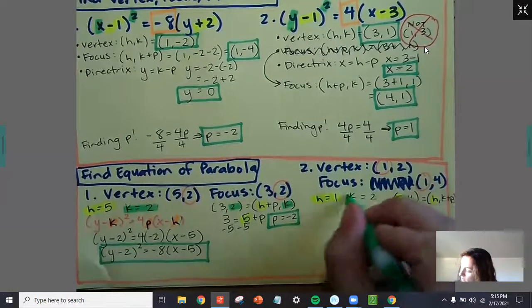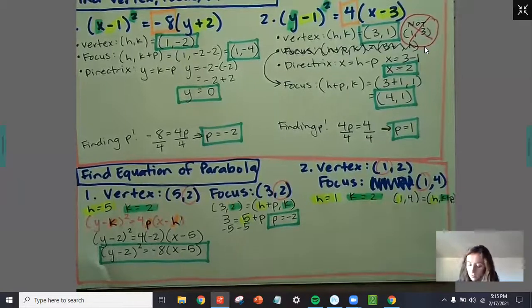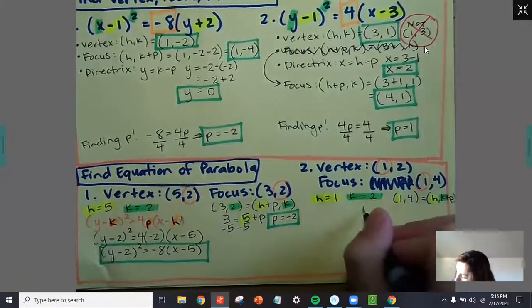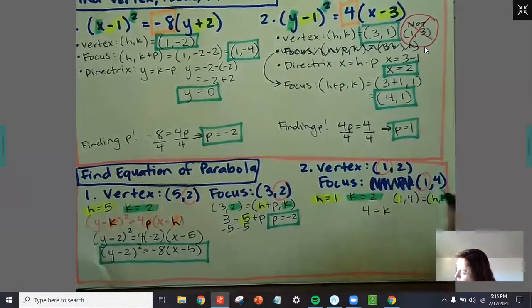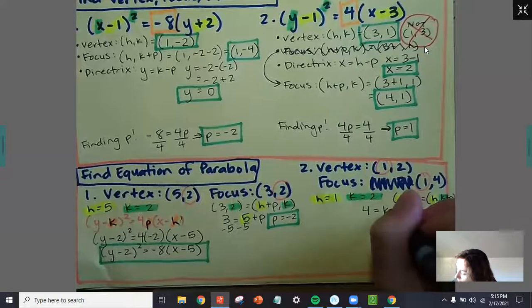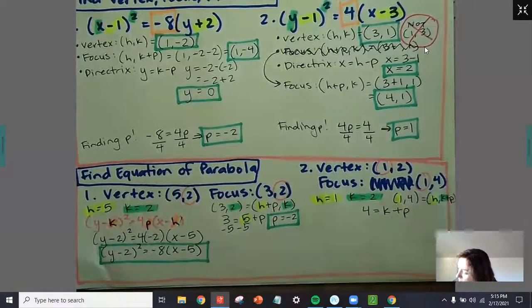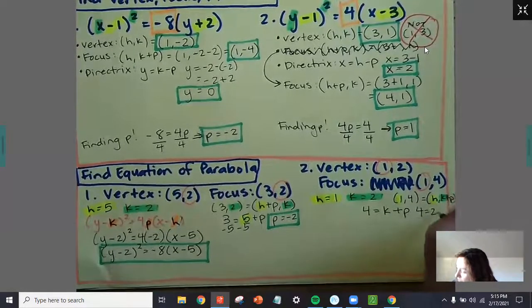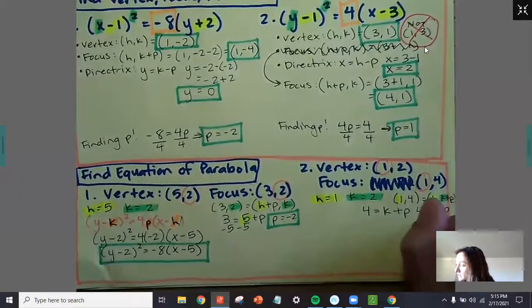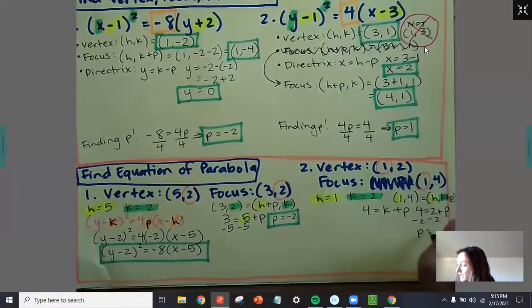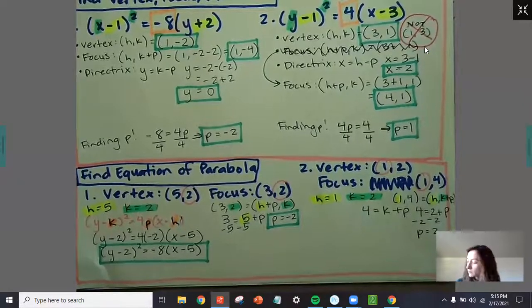So we're going to set up the equation. 4 equals k plus p. And we know that k is 2, so 4 equals 2 plus p. All right, now we're solving for p here. The only thing keeping us from that is the 2, so we're going to subtract 2 from both sides, and we'll get that p equals 2.